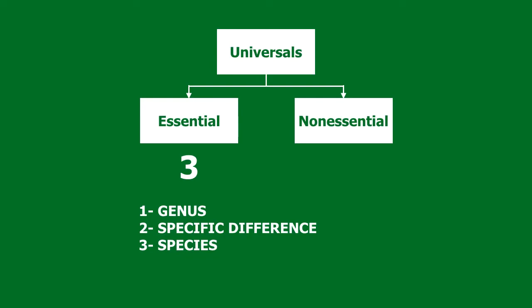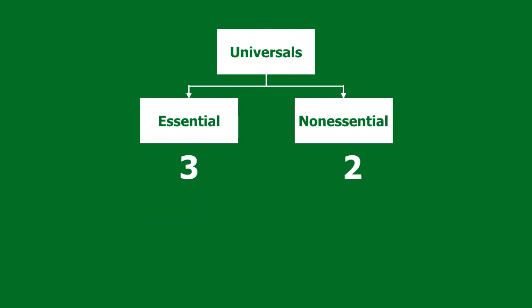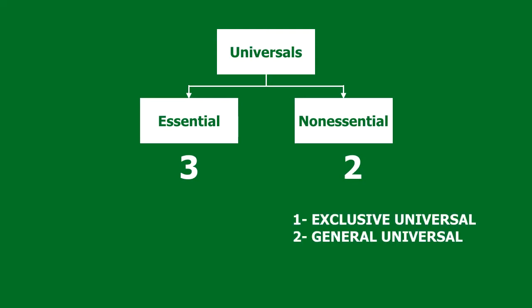The classic example to keep in mind to remember these three kinds of universals is: humans are rational animals, in which case the universal human is the species, animal is the genus, and rational is the specific difference. These are the three kinds of essential universals. Or there are non-essential universals, and there are two kinds, namely the exclusive and the general universal.